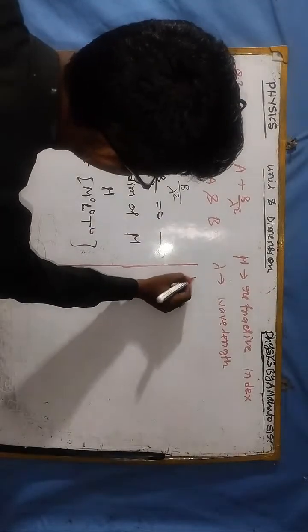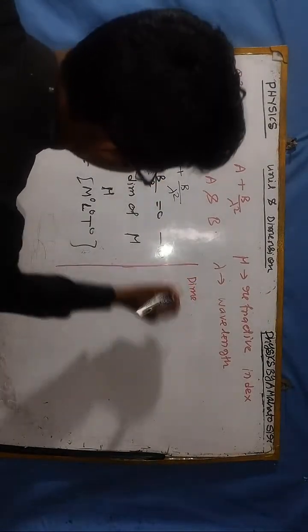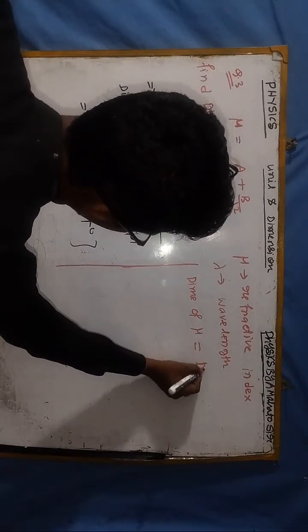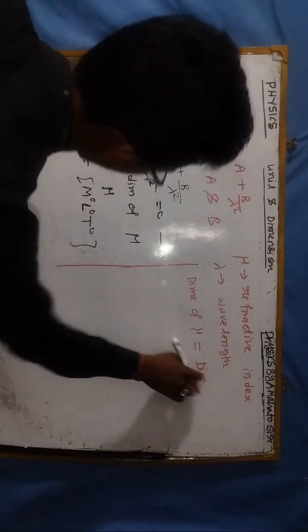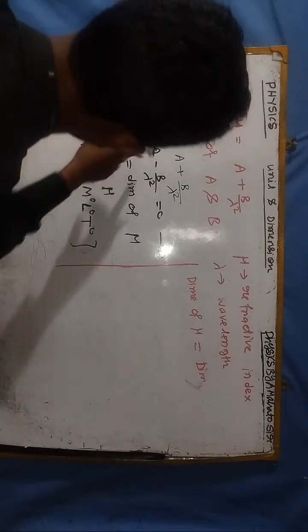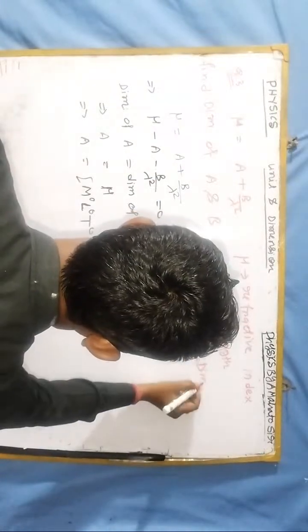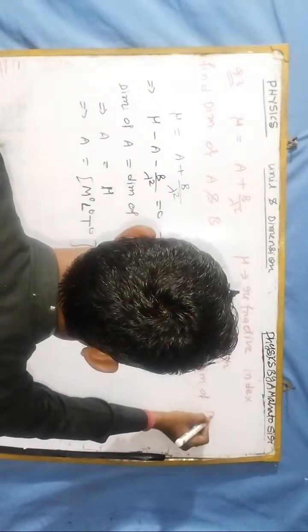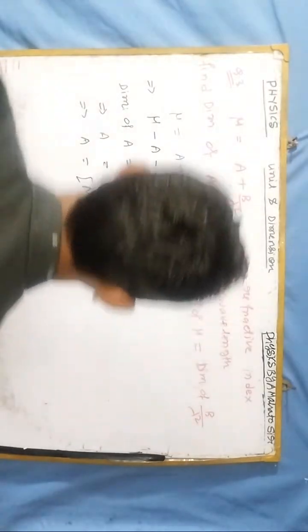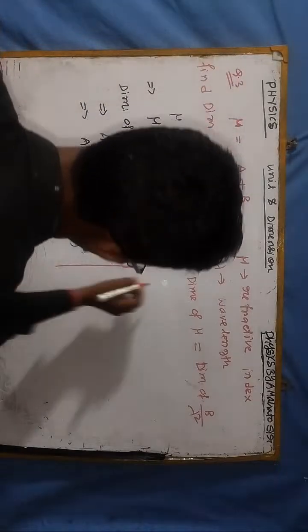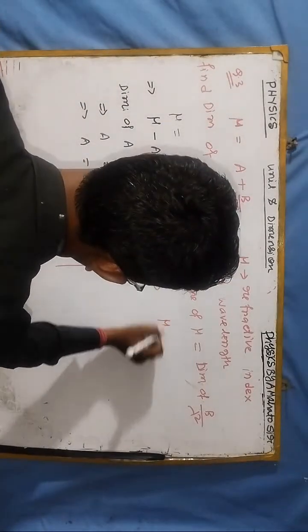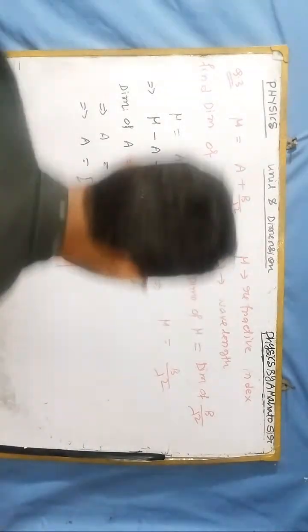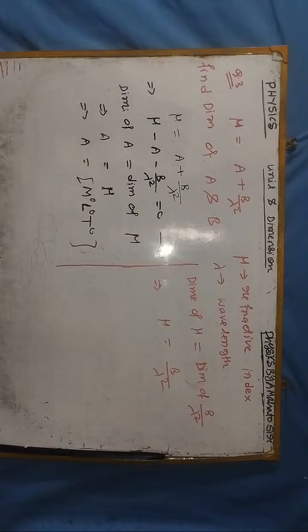Now compare the dimension of mu, which equals the dimension of b by lambda square. So the dimension of mu equals b by lambda square.